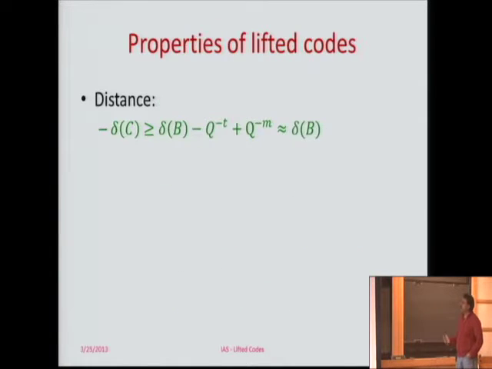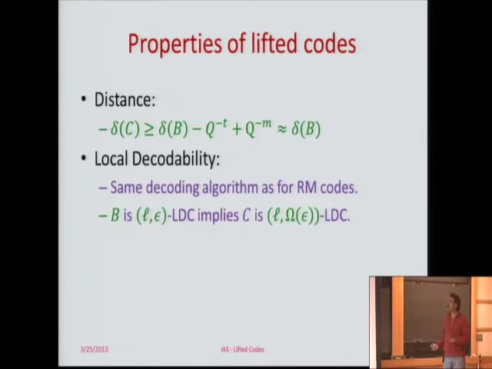So lifted codes give us a lot of nice properties just naturally, without exploring what the code you're lifting is. For instance, the distance of the lifted code will be more or less the distance of the base code. You lose a little bit, but you can ignore pretty much all of this. It's more or less what you started with. The local decodability is trivial. The decoding algorithm that I gave you earlier for polynomials was a decoding algorithm for lifted codes. It had nothing to do with polynomials whatsoever.